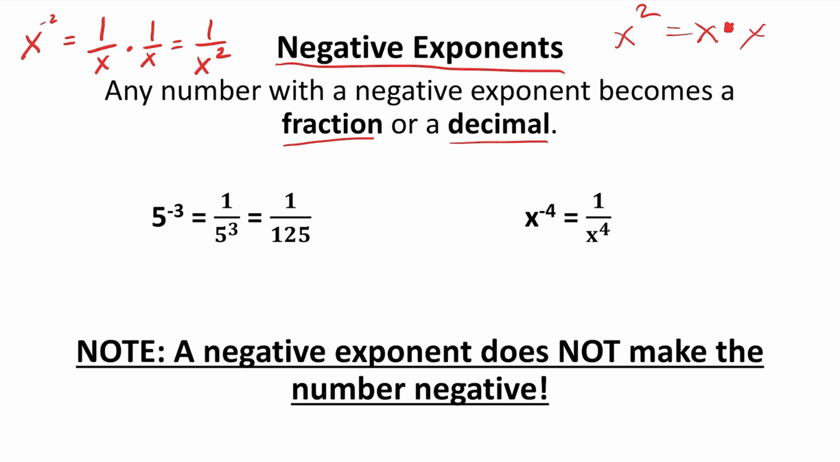So when we have 5 to the negative 3, that's really 1 over 5 to the third power, which is 1 over 125. So it's just fractions that are multiplying and getting smaller instead of whole numbers that are multiplying and getting bigger. So when you have x to the negative 4, you move it to the bottom of the fraction and make it a positive number, okay? A negative exponent does not make the number negative, okay? It's just doing a fraction instead of a whole number.